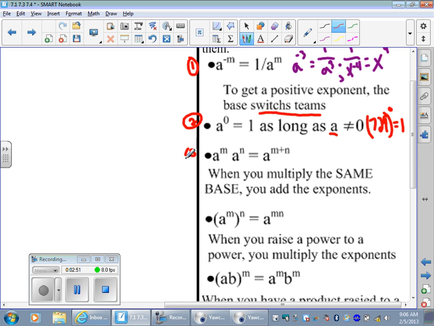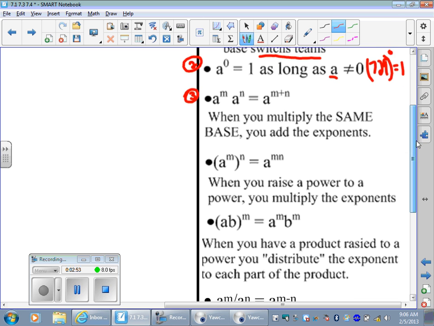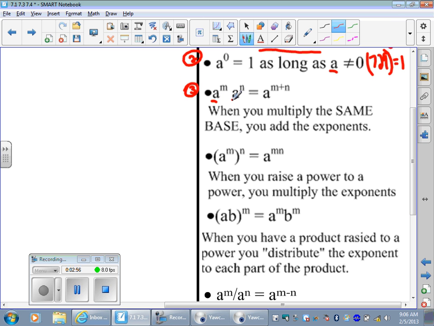Now, the third property of exponents. What happens when you're multiplying the same base? So here it's key that you recognize that it's the same base being multiplied. What do you do with the exponents? Well, here it tells us when you multiply the same base, you add the exponents. So if I wanted to do a squared times a cubed, that's going to equal a to the 5th, because that's 2 plus 3. And it makes sense because this is really a times a, and this is a times a times a. So that's really a being multiplied by itself 5 times.